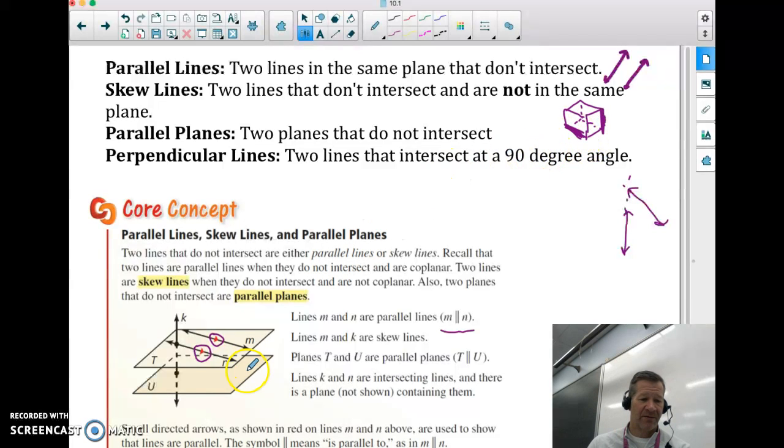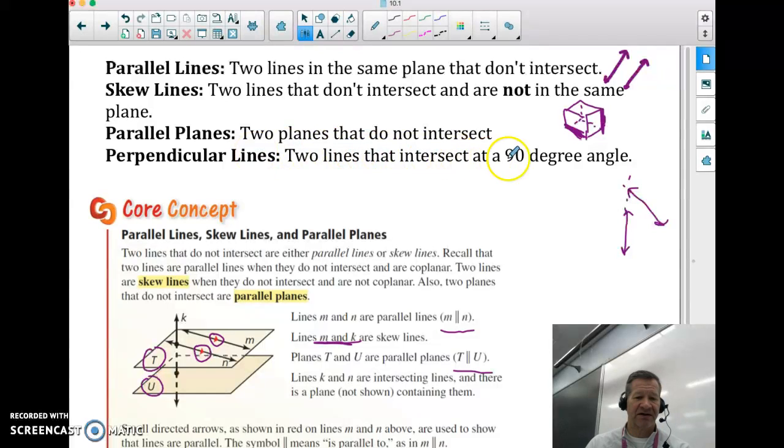On this picture here, we would say M, which runs behind line K, won't actually cross it. K is in the foreground, and K would be skew. So M and K are skew. They never intersect one another, and they're in different planes. Parallel planes are two planes that do not intersect. So like the top of this box and the bottom of the box would be parallel planes. On here you can see plane T and plane U are like two sheets of paper, one above the other, that will never intersect. So we say T and U are parallel planes.